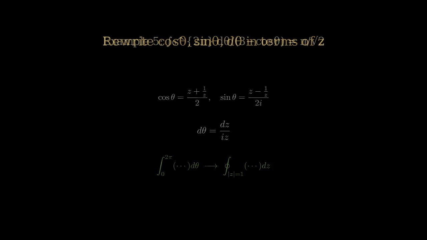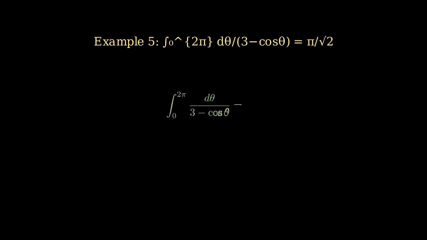Worked example 5. A real trig integral via residues will show that the integral from 0 to 2 pi of 1 divided by the quantity 3 minus cosine theta d theta equals pi divided by the square root of 2. Step 1. Substitute z equals e to the i theta. Step 2. Simplify the resulting expression into a ratio of polynomials in z. The integral becomes the closed-loop integral of 2 divided by i times the quantity 6z minus z squared minus 1 dz around the unit circle.